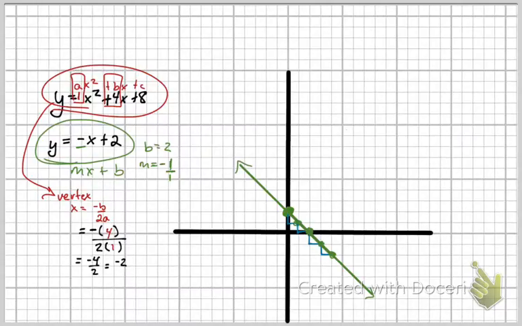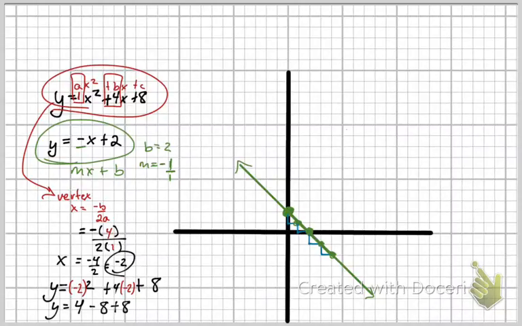Now we're going to take that answer, negative 2, and substitute it in for x in the equation. So we've got y is equal to x squared plus 4x plus 8. We're going to replace both of the x's with a negative 2. So negative 2 squared would be positive 4. 4 times negative 2 would be negative 8. And then we've got plus 8. Negative 8 plus 8 would cancel out, leaving us with just y is 4. So our first point would be negative 2 comma 4.